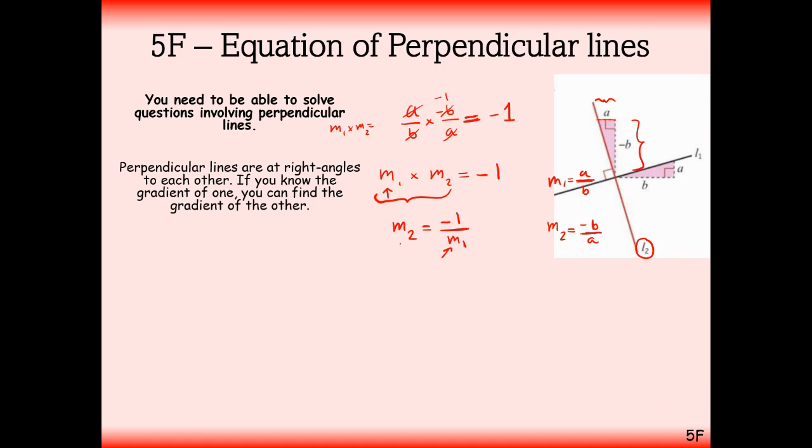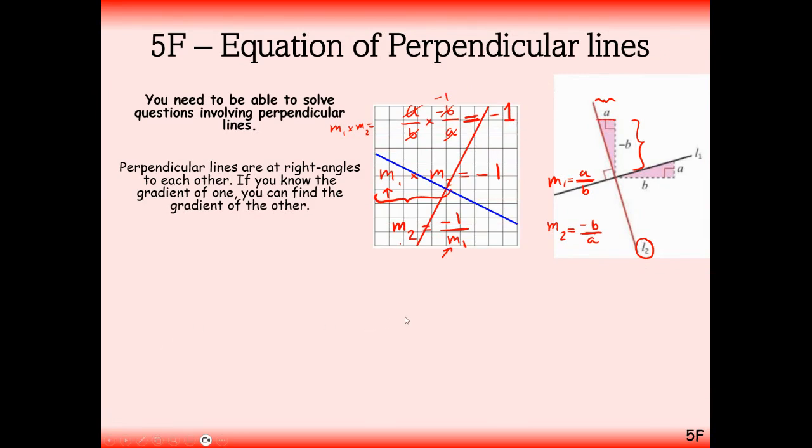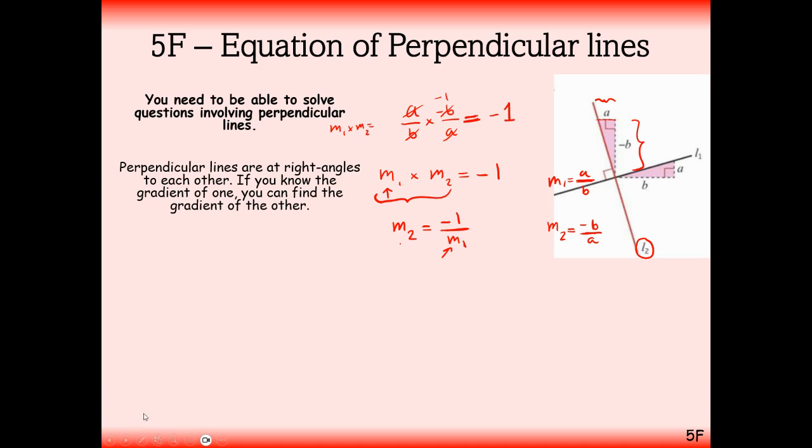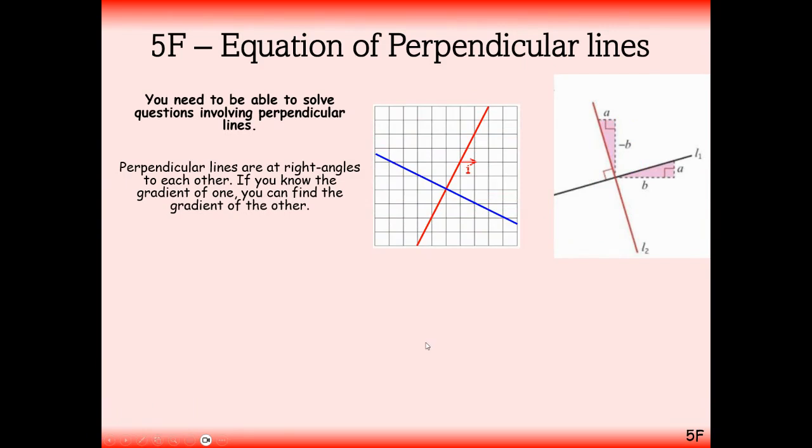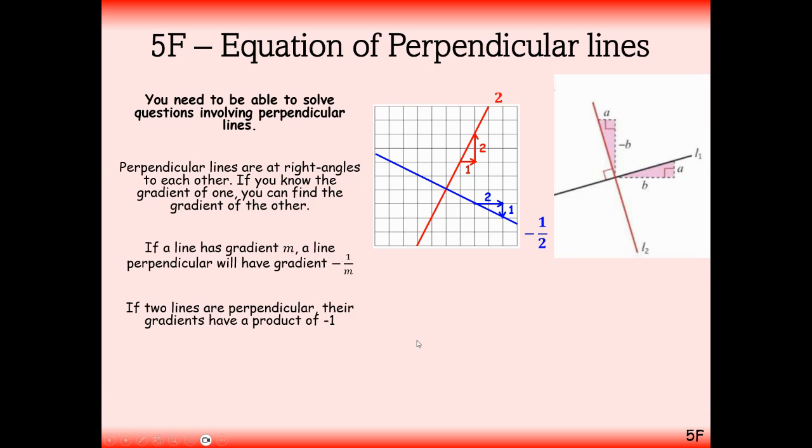All right? So let's see an example. I'm going to wipe off my writing here, and you can remember what I just said. The product of the two gradients is always equal to minus 1. So if you want to know the perpendicular gradient, you take minus 1 and put it over the other gradient.